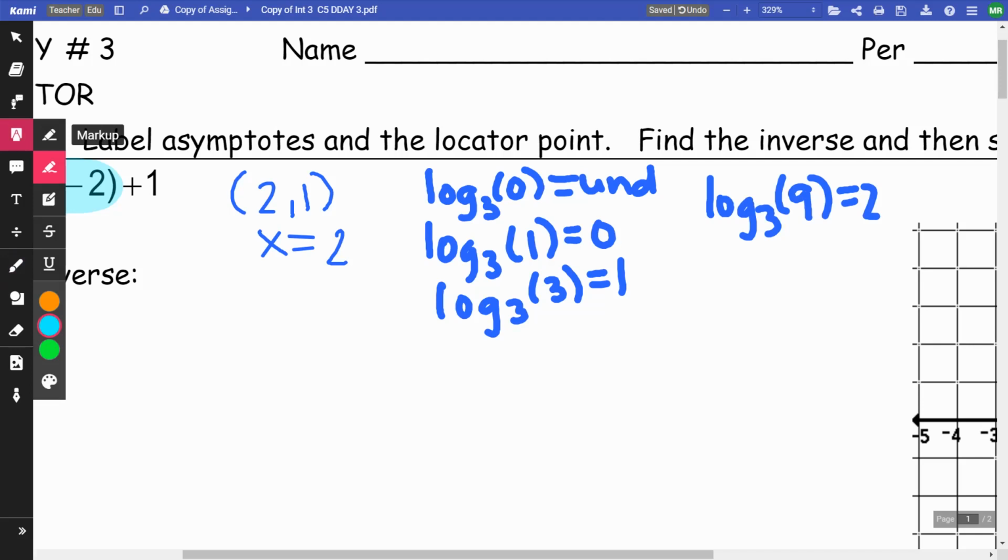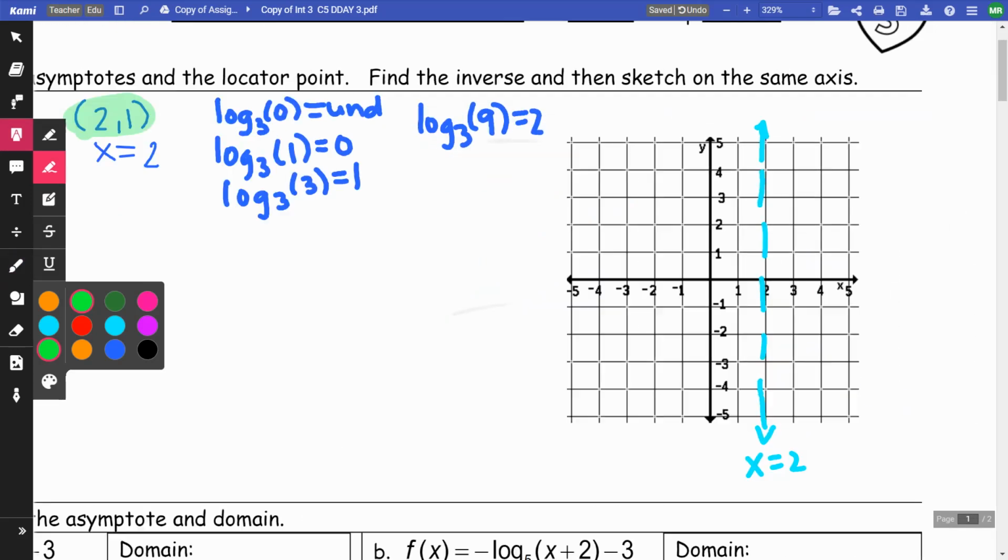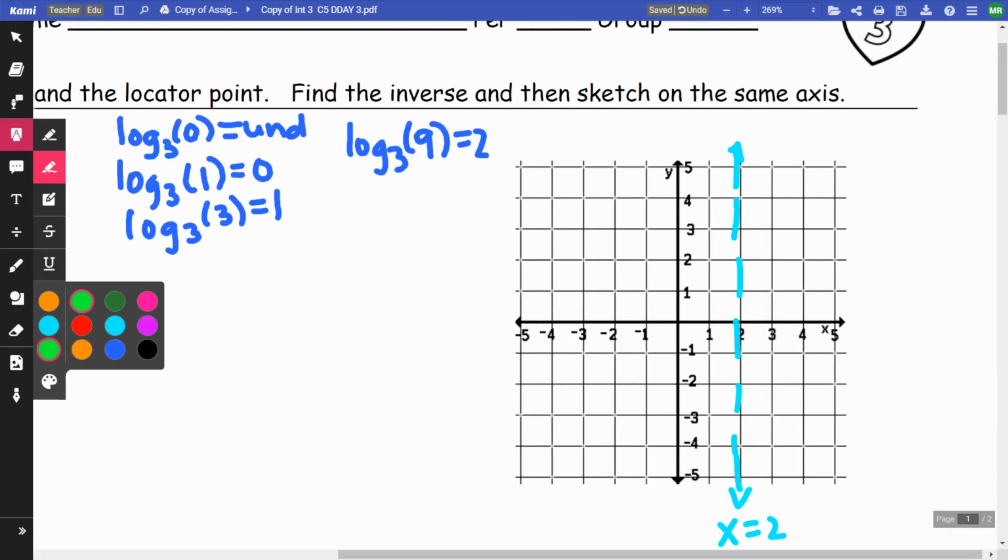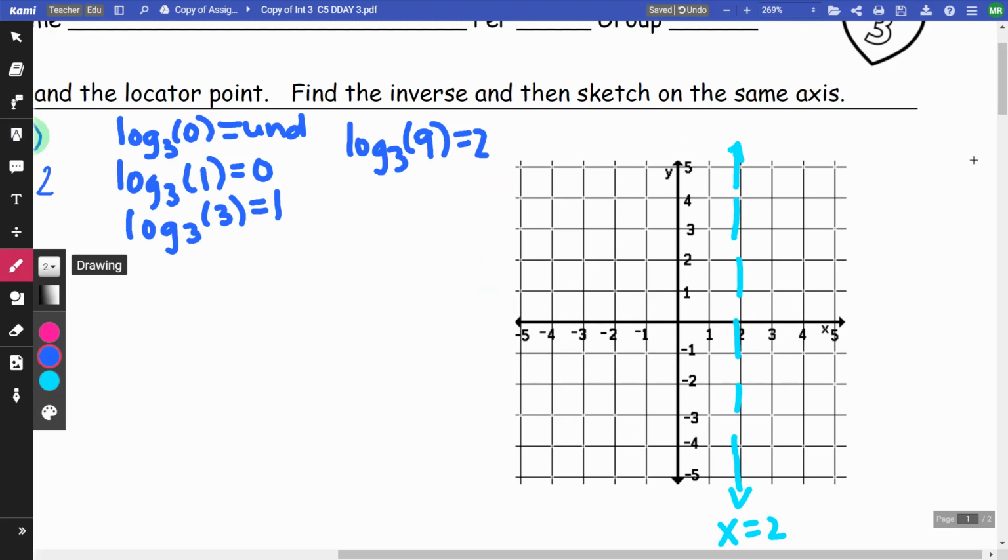So this critical point, this locator point here, 2, 1, I'm going to come over here to 2, 1, which is right there where this red dot is. And that's where I'm going to go out 1 and 3 and 9 and 27 and 81, all 3 to powers. Because those are nice ones.